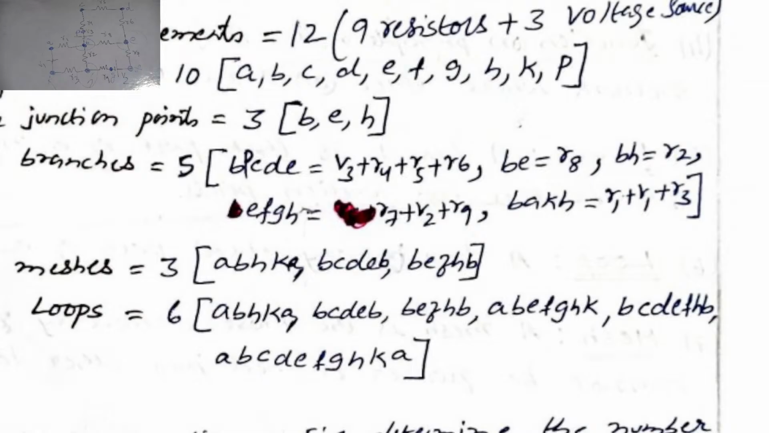Next one, now branches. How many? 5. What is a branch? First, question number 1. Which lies between 2 junction points? Check only junctions. What are the junctions? B, E, H are the junctions. That which lies between 2 junction points is called a branch. The first one.